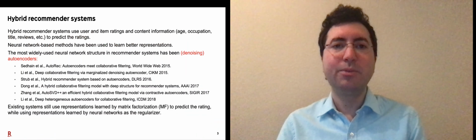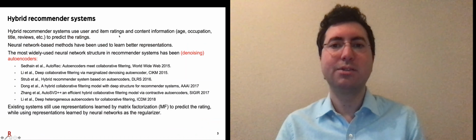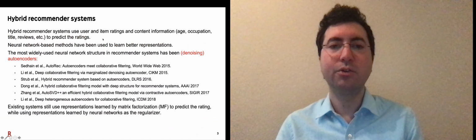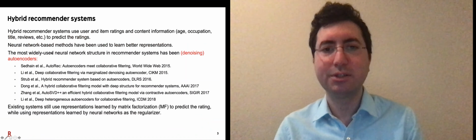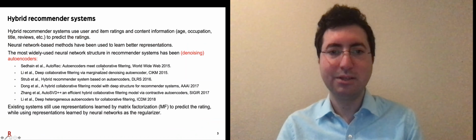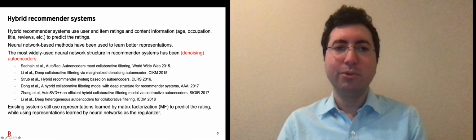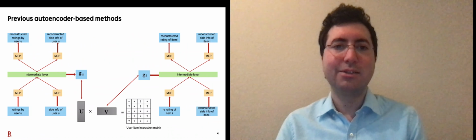We focus on hybrid recommender systems, where all the information about users and items, such as ratings and content information, are used for predicting the ratings. The most widely used neural network structure in literature is denoising autoencoders. You see a list of papers here. I'm going to show you that these methods use neural representations as regularizer.